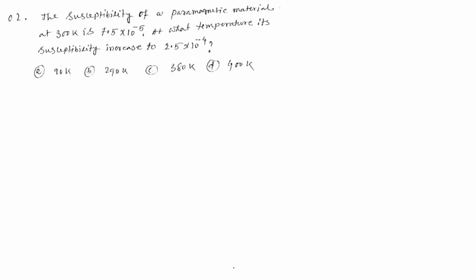Next, go to the second problem. The susceptibility of a paramagnetic metal at 300 Kelvin is 7.5 into 10 to the power minus 5. At what temperature does the susceptibility increase to 2.5 into 10 to the power minus 4? Okay, so here we know that susceptibility is proportional to 1 over T, or chi is equal to C over T.